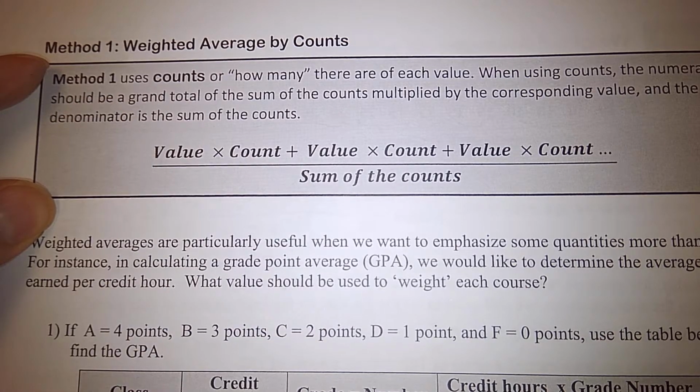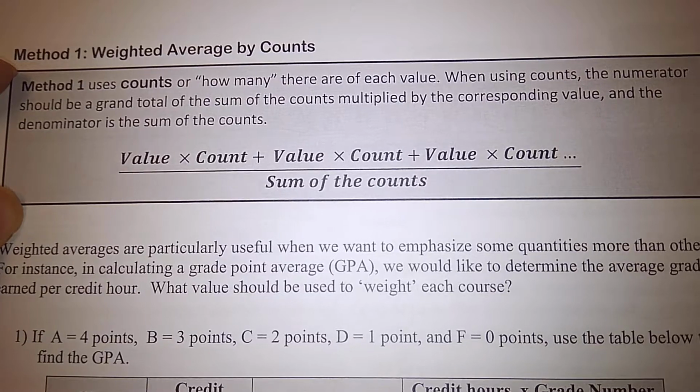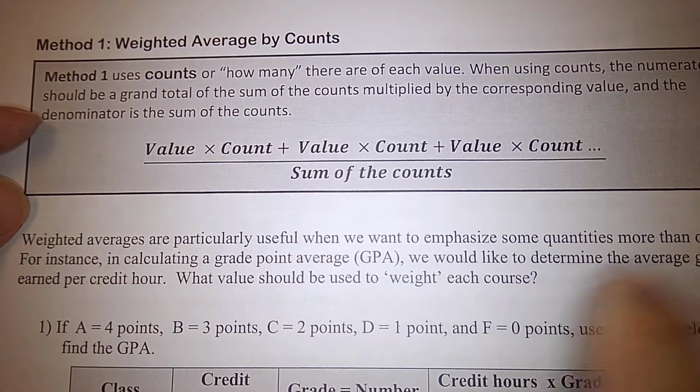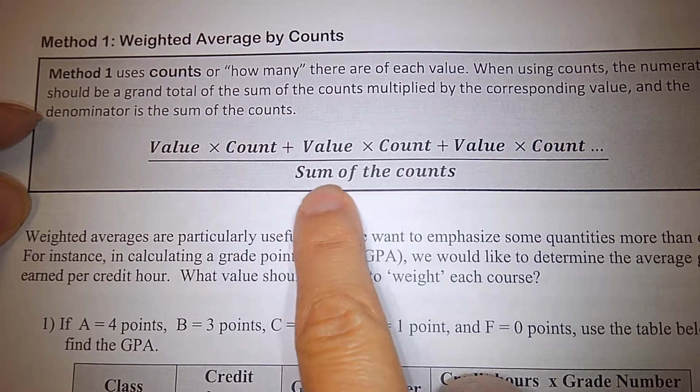Okay, method 1 uses counts of how many there are of each value. When using counts, the numerator should be a grand total of the sum of the counts multiplied by their corresponding value, and the denominator is the sum of the counts. Value times count plus value times count plus value times count, over the sum of counts.